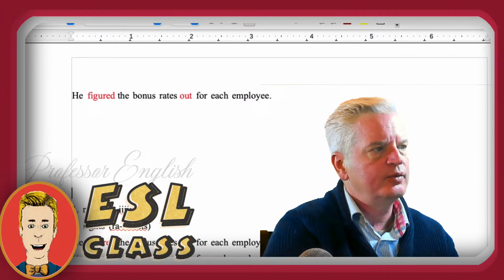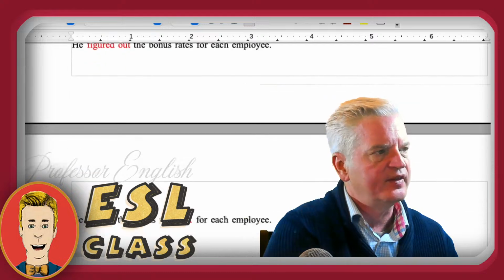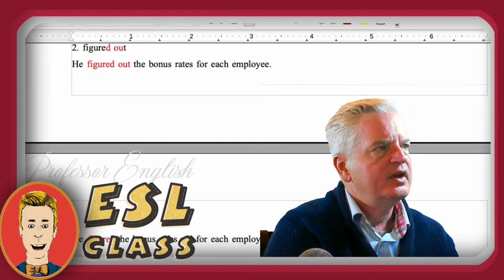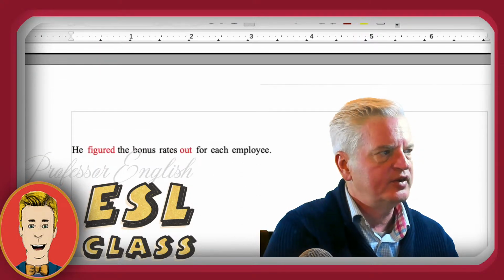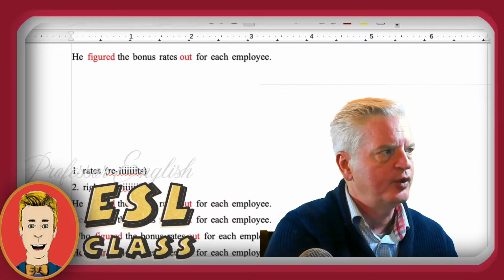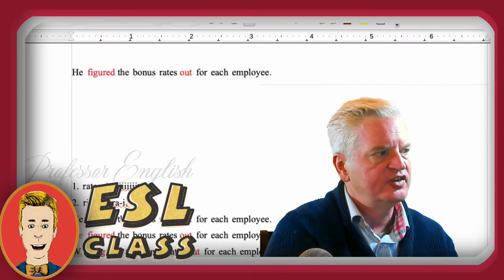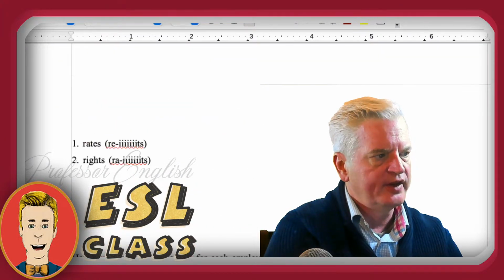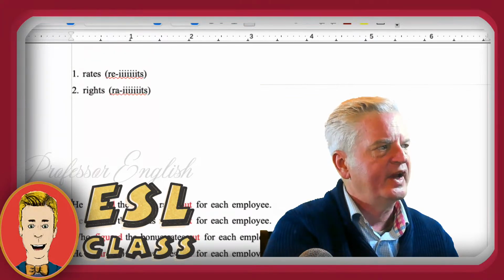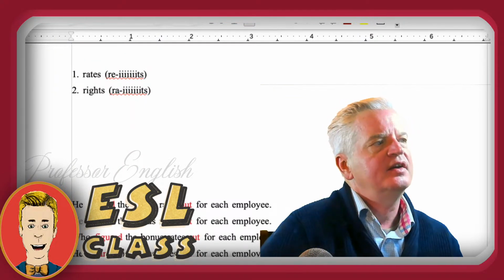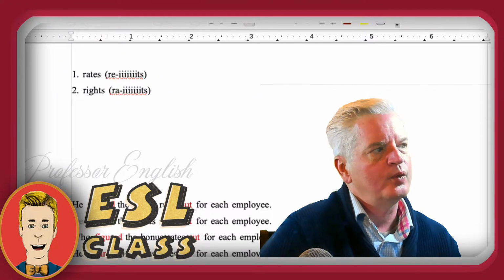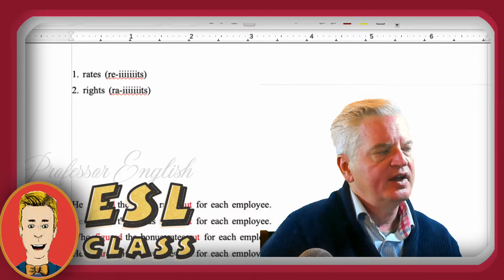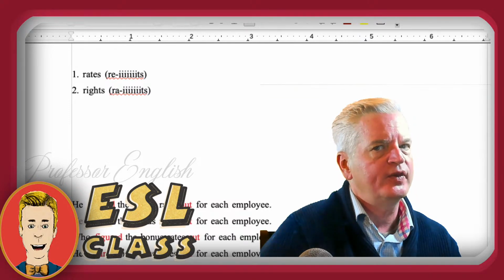How would you put the object inside the verb? How would you do the inside position for that? He figured the bonus rates out. He figured the bonus rates out for each employee. Then we had a pronunciation issue with the word rates, because when he said it, it sounded like he was saying number 2, rights. They are very similar words. The only difference is that when you say number 1, it starts with re.